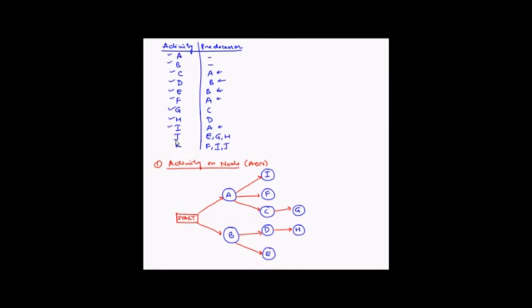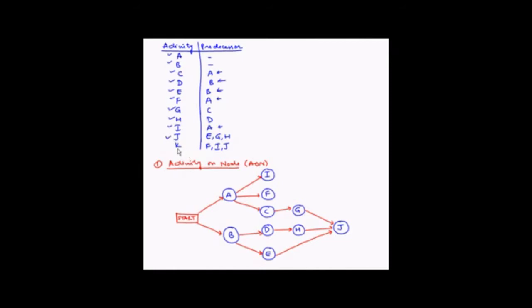Next is J, which is dependent on E, G and H. So J is dependent on E, G and H. So let's draw 3 arrows. So from G, H and E, the next activity is J. Now we'll draw the activity. This is J. So we have also completed J.